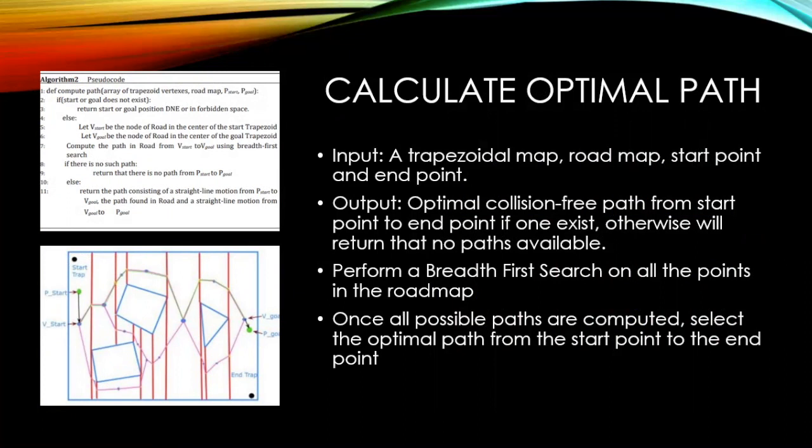So we take all of the possible paths that we can perform and we do a breadth first search on all of them. The breadth first search will return the optimal route out of all possible routes.